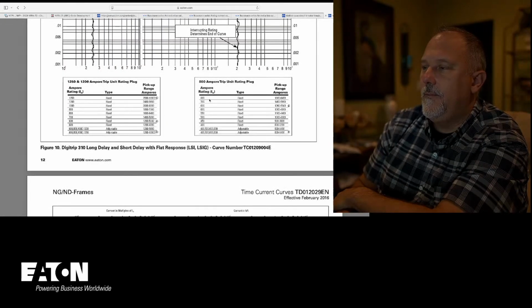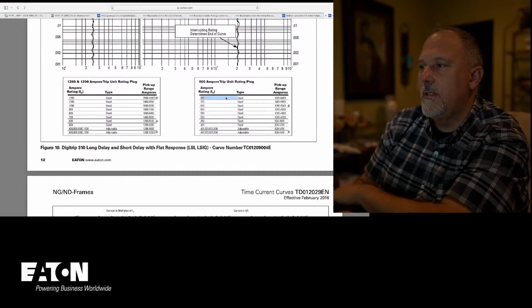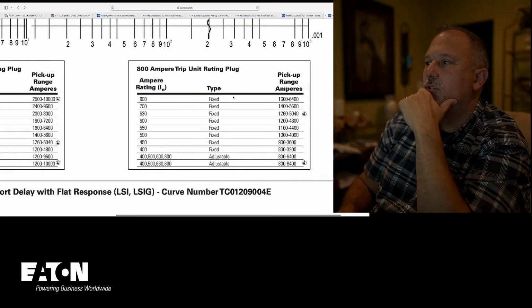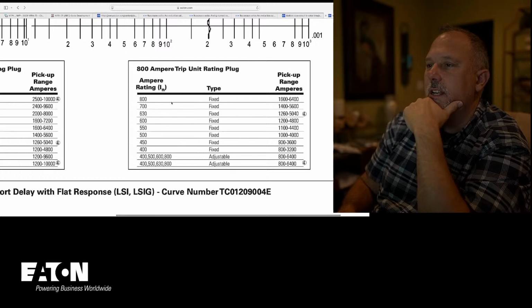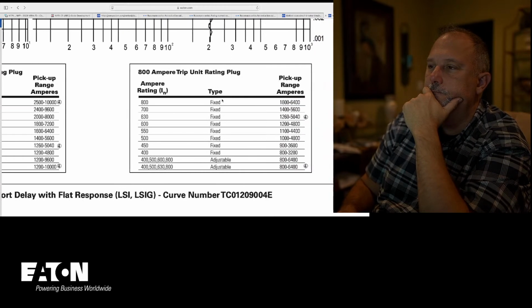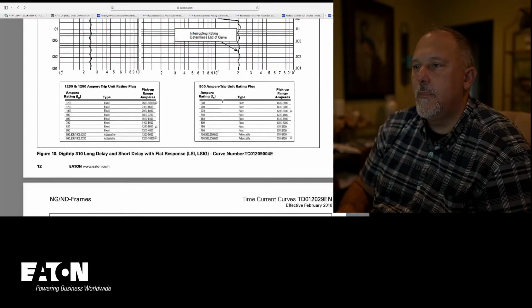I need an, okay, so this is an 800 amp trip unit. See what this says right here? 800 amp trip unit, pickup ranges anywhere from 1600 to 64. But it's fixed. That's not what I need.